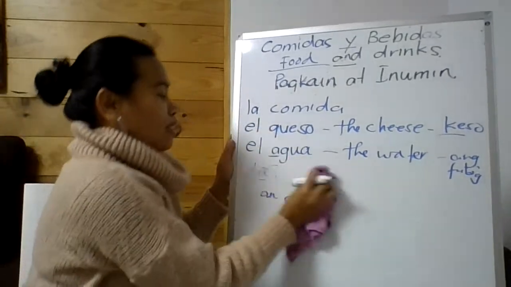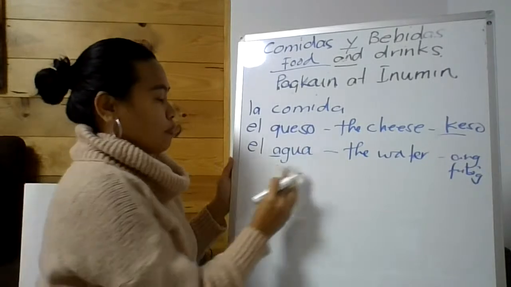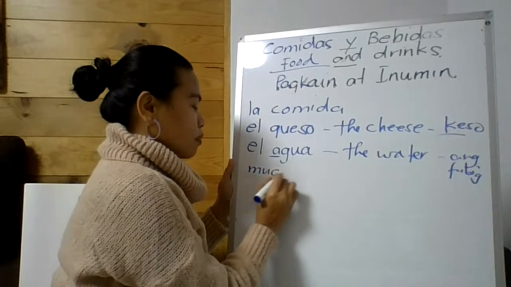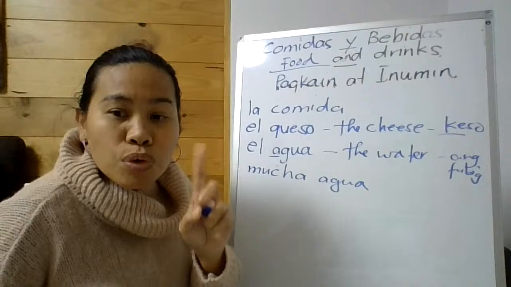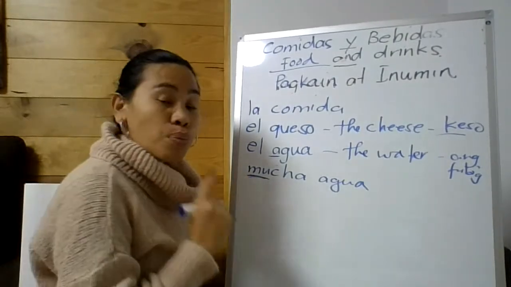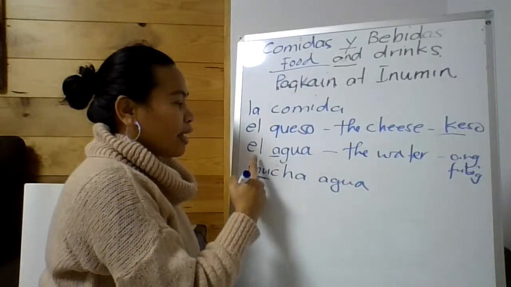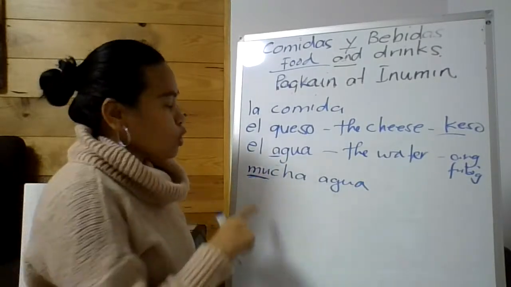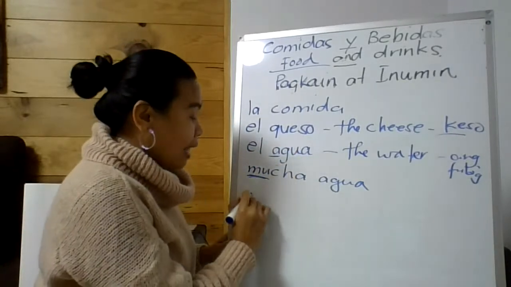I learned this from my professor. Mucha agua. Mucha agua. ¿Por qué es correcto mucha agua? Porque tú, your stress is the word mucha, mucha agua. No igual que la agua, es con la agua, no. So it's mucha agua y el agua. Igual que el aula.